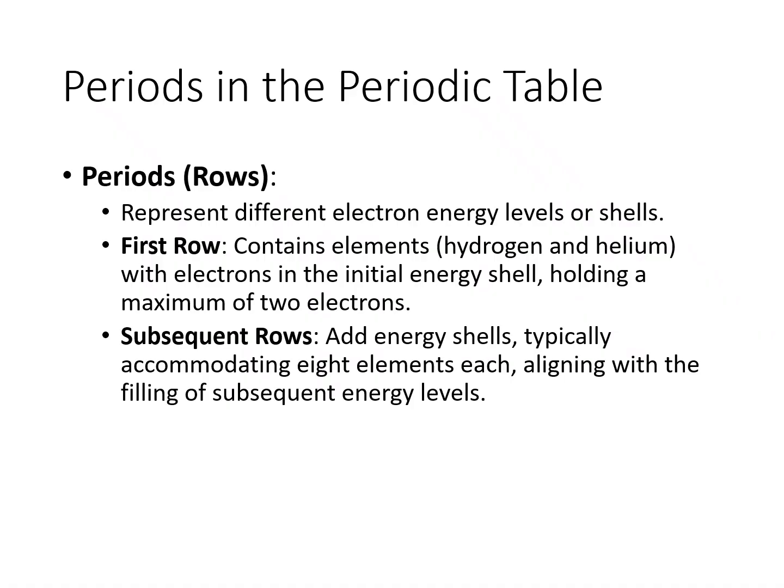As you move down the table, each new row adds another energy level. Most of the following rows can hold up to 8 elements, showing how electrons fill the next available shells. So, each period tells us something important about how an element's electrons are arranged. Remember the chair analogy from a few slides ago? Well, now you're looking right at those rows of chairs, lined up on the periodic table.